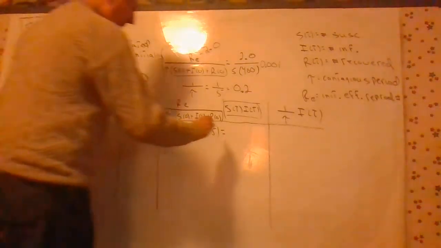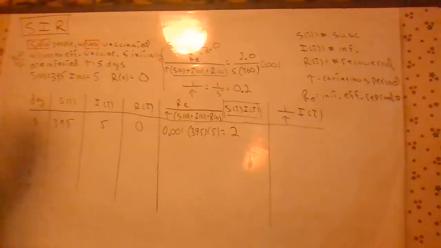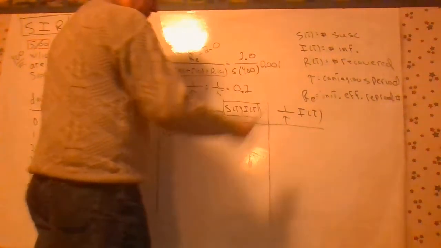And I have 1.975. I'll just round that up to 2. We'll round this to the nearest person. So we have 2 new infections. And now we have to do 1 over tau. These are actually the recoveries.